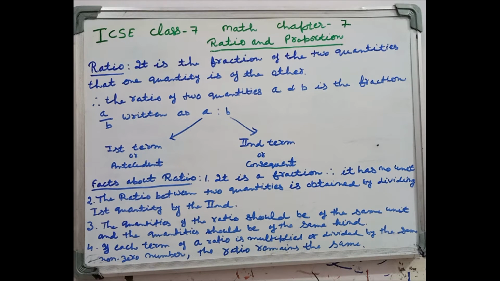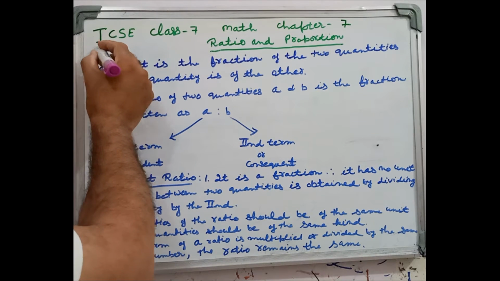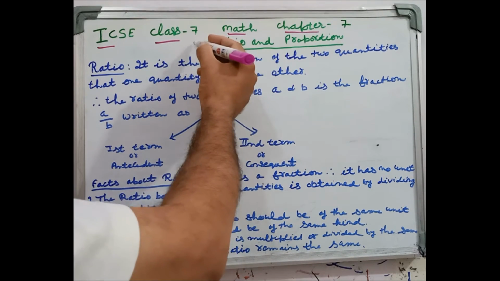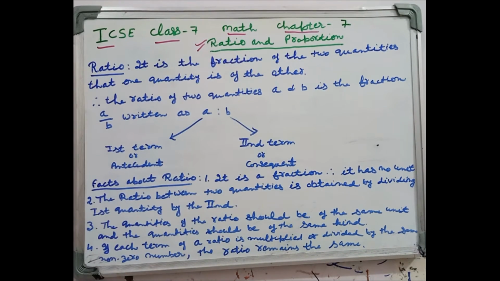In today's video, we are going to start ICSE Class 7 Math Chapter 7, that is Ratio and Proportion. As we have done in our earlier videos of mathematics, we start with the basic terms related to the chapter. So here we are going to start with what is a ratio.